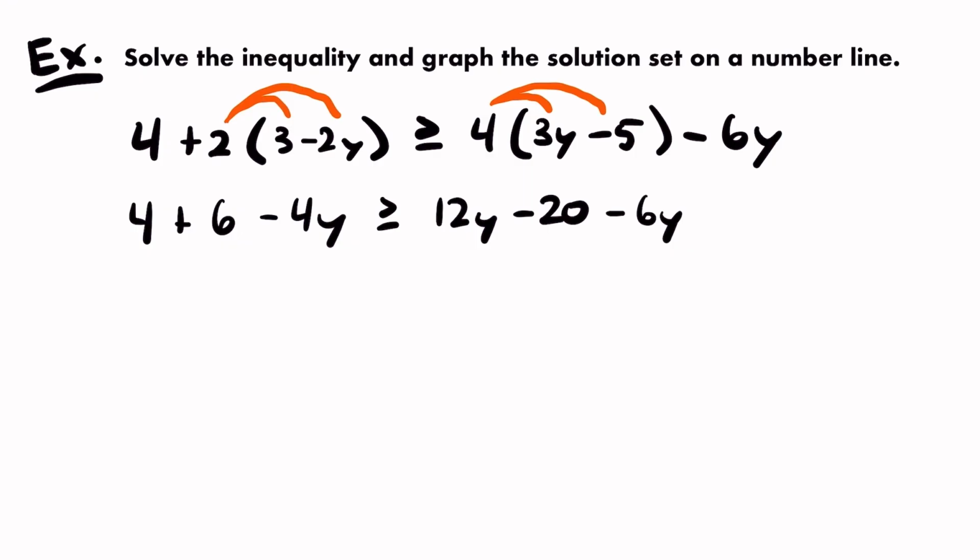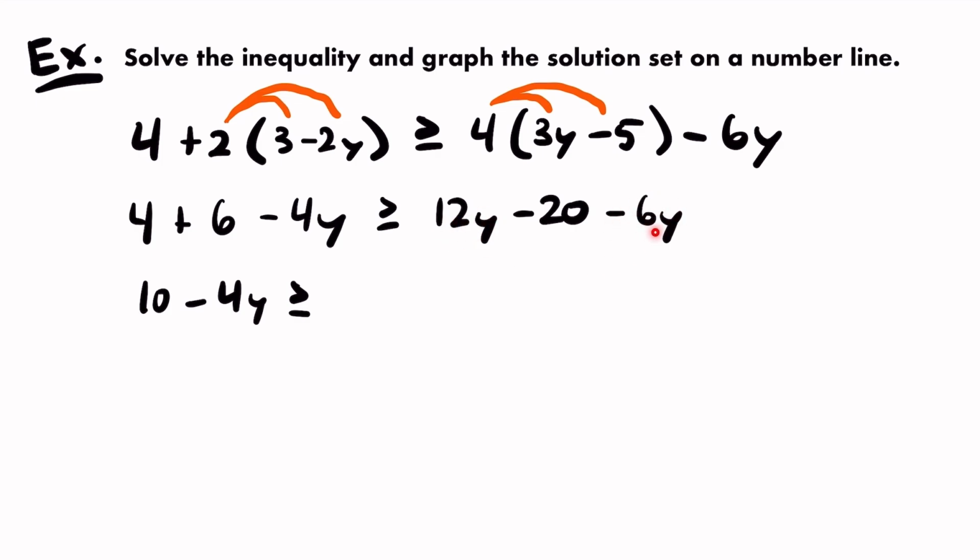Okay, so now we've gotten rid of the parentheses. And so before we go any further, let's check to see if there are any like terms that we can combine in order to make our inequality even simpler. And on this side of the inequality, we have two constant terms that can be combined. 4 plus 6 is 10, so we'll have 10 minus 4y is greater than or equal to these three terms, but we can combine two of them as well.